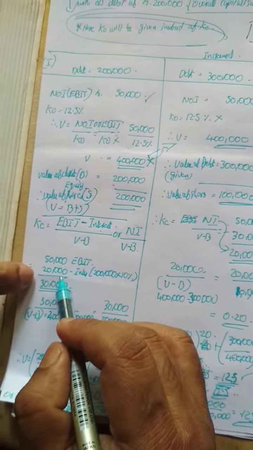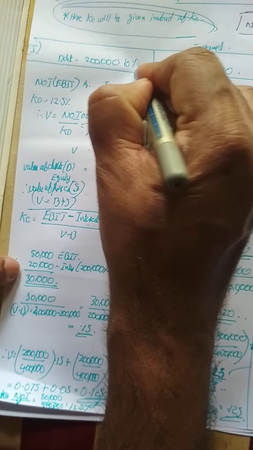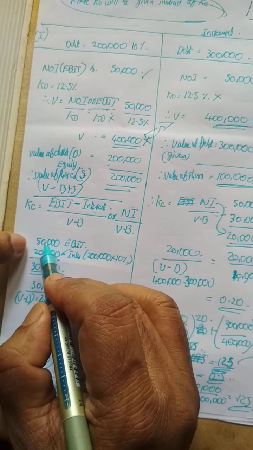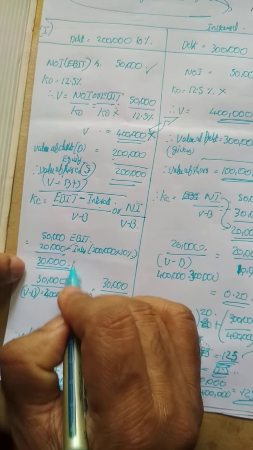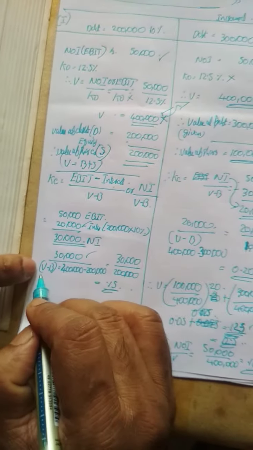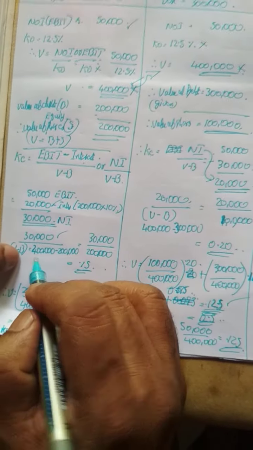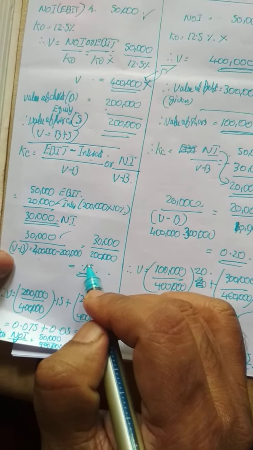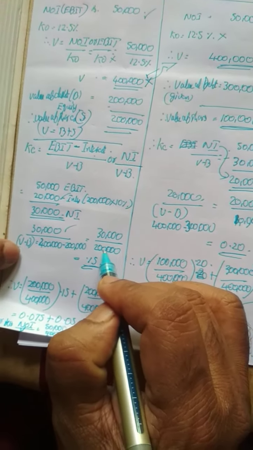So, EBIT is given directly, 50,000, minus interest. As 2 lakh is the debt at 10% interest, we will get 20,000 interest. So, EBIT minus interest, we got net income 30,000. So, 30,000 divided by V minus B. V is, as we know, 4 lakh, the value of the company, minus value of borrowings, that is value of equity shares.